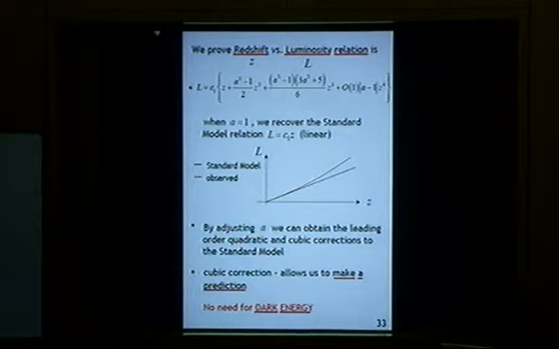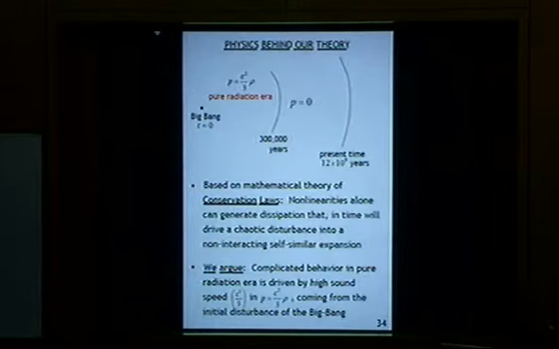See if you can get that third order term. Does it agree with ours or not? It's a prediction. Might not. But anyway, we can make a prediction there. So we don't need dark energy. Okay? Now, the physics behind our theory is the following.